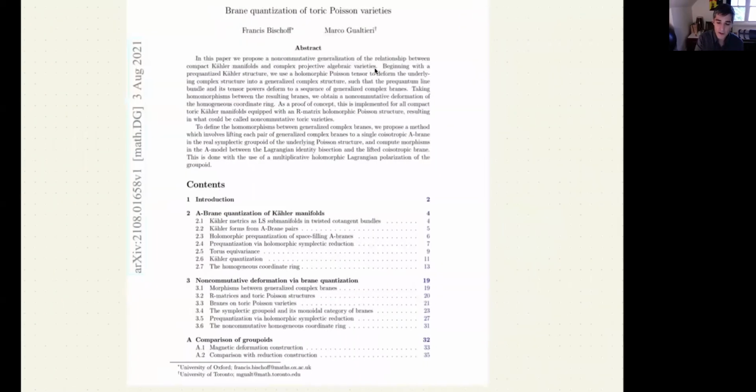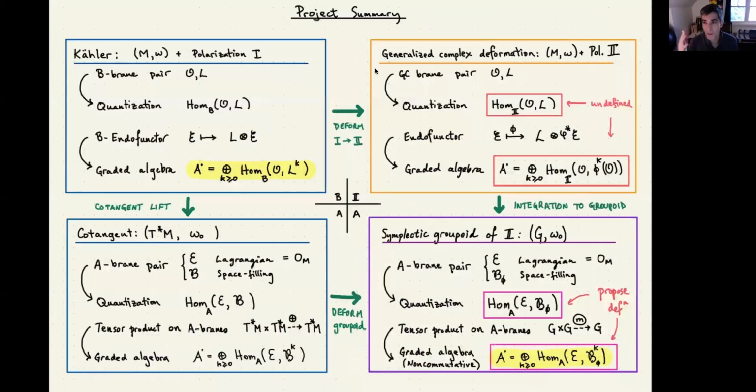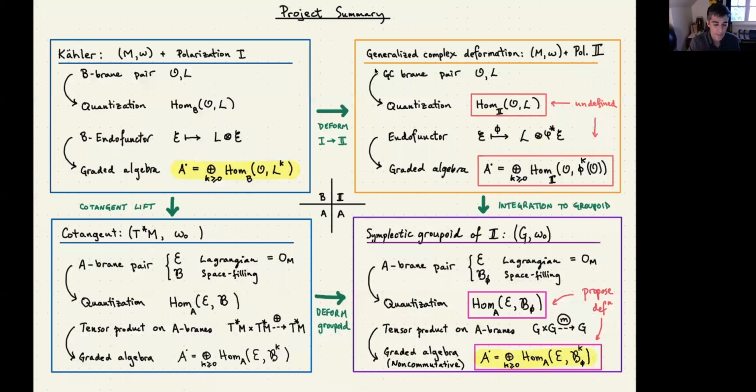Okay, and this is just a diagram of the project. I don't expect you to read through the slide right now, but basically the idea is that we're going to try to interpret the usual construction of the homogeneous coordinate ring of an algebraic variety in terms of geometric quantization. And so what I'm going to describe in the following slides is a reinterpretation of the usual Kähler case of how we build the homogeneous coordinate ring. That's supposed to be this box.